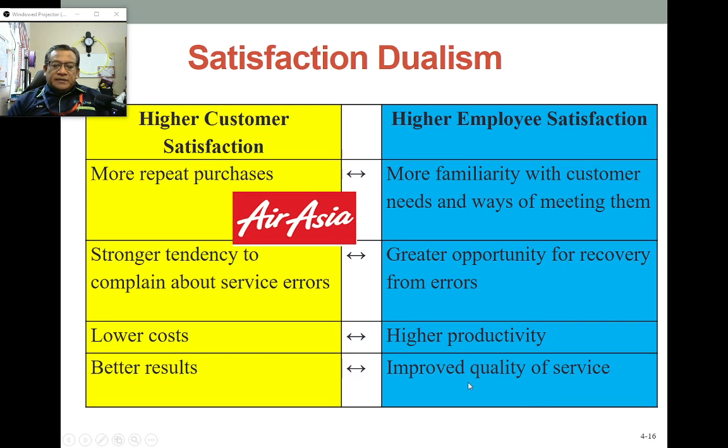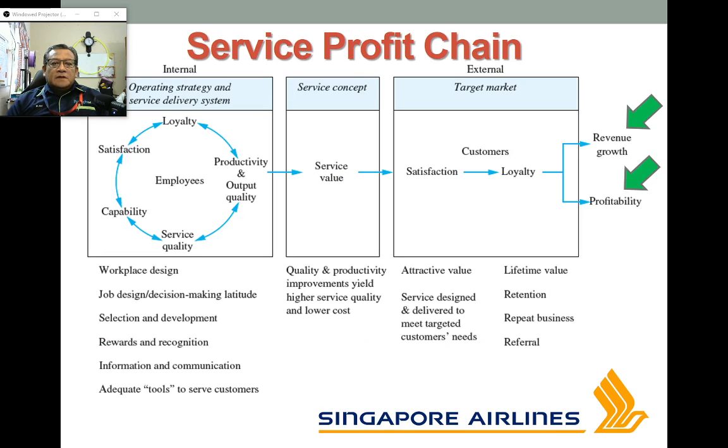And as such, of course, improved quality of service will lead to better customer experience and better results experienced by AirAsia customers themselves. That is satisfaction dualism as far as how employees affect customer satisfaction. Okay, let's take a look at the service profit chain. These are the service profit chain.